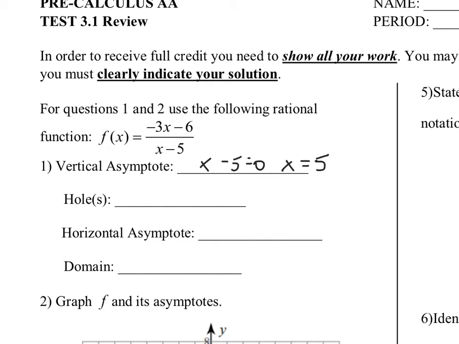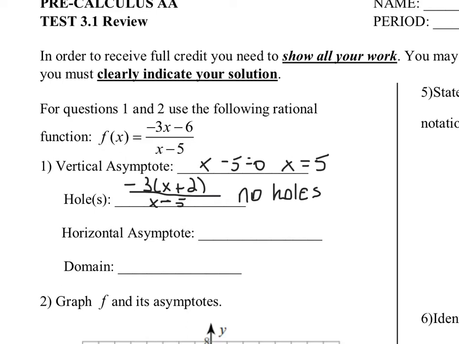Now I'm going to look to see if there's any holes. Now to find holes, I need to make sure that I factor completely the entire function. All right, so I factored this function completely. In the numerator, I factored out a negative 3, and I'm left with negative 3 times x plus 2. And then in the denominator, I have x minus 5. Well, I don't have any values for x that make the numerator and the denominator equal 0 at the same time, so in this case, I don't have any holes. No holes.